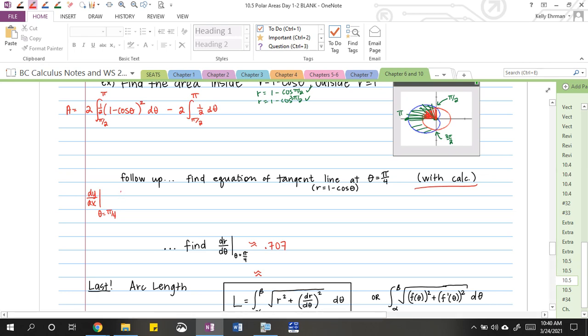I do want my r prime times sine theta plus r times cosine theta, over r prime cosine theta minus r sine theta. Okay, and we're evaluating at pi over 4. So we can use a calculator and just put this in. Also, remember, r cosine theta is just x and r sine theta is just y. So you could also find the x and y coordinates at that point. But anyway, I'm going to do this using just my calculator.